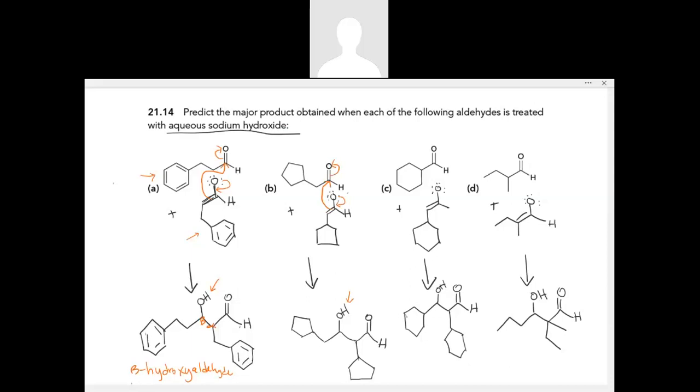And then in reaction B here, we're going to form, again, a beta hydroxy aldehyde product. And this is that beta site there. Let's take a look at part C here. Hopefully we're sensing a similar pattern.